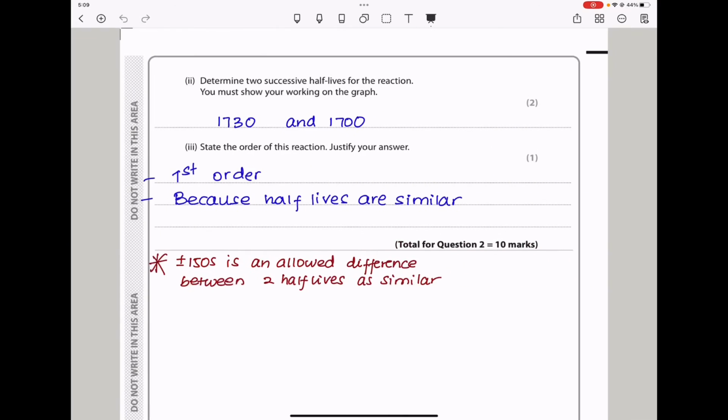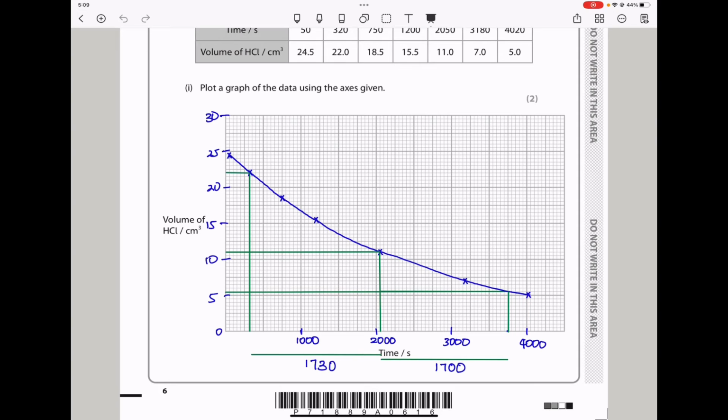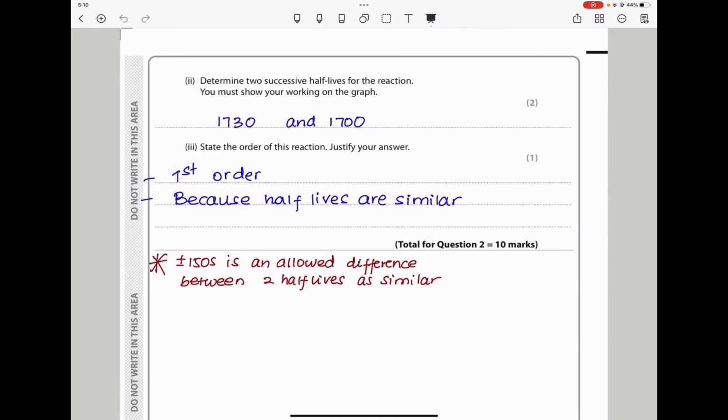Moving on. Here they say, determine 2 successive half-lives for the reaction. You must show your working on the graph. So I determined 2 successive half-lives, which are this one here and that one there. I began with that to that, giving me 1730, and that to that, giving me 1700. So here I wrote my answers.